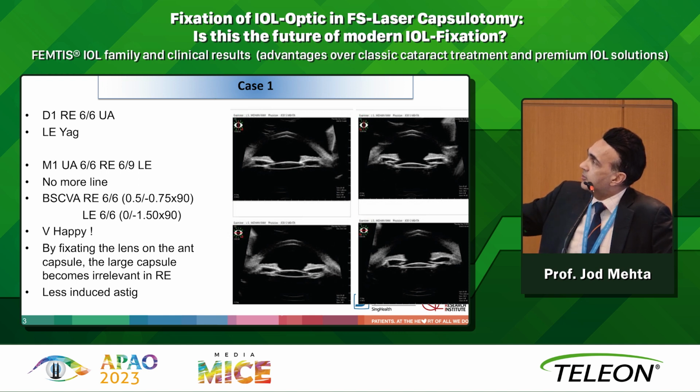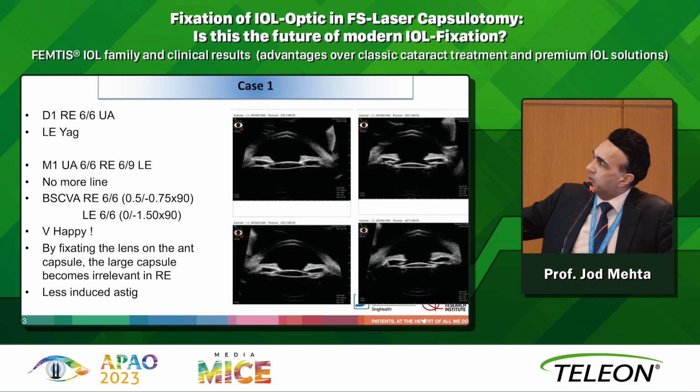You can see on the UBM the difference in the lens position here on the right side with the FEMTIS on this side over here and the posterior chamber intraocular lens over here itself. So after the YAG, of course, there was no more line. She never had a line on the right side, and she was obviously much happier with the result. And the other thing to look at is the effect of the tilt.